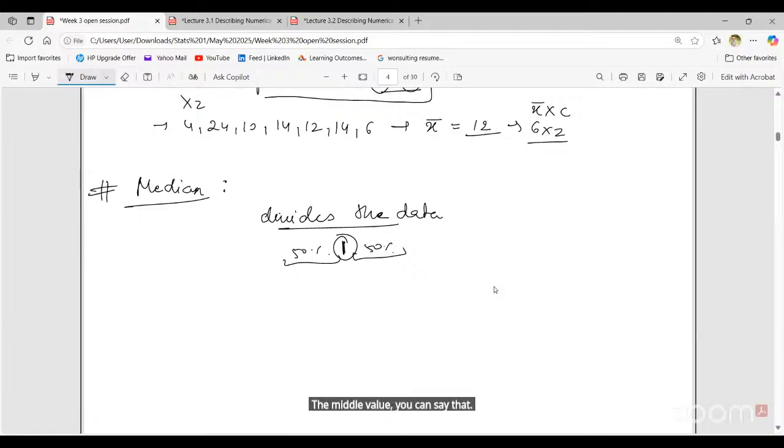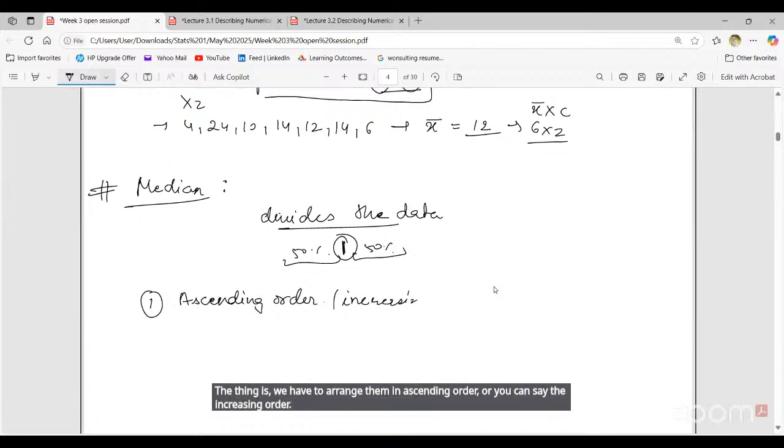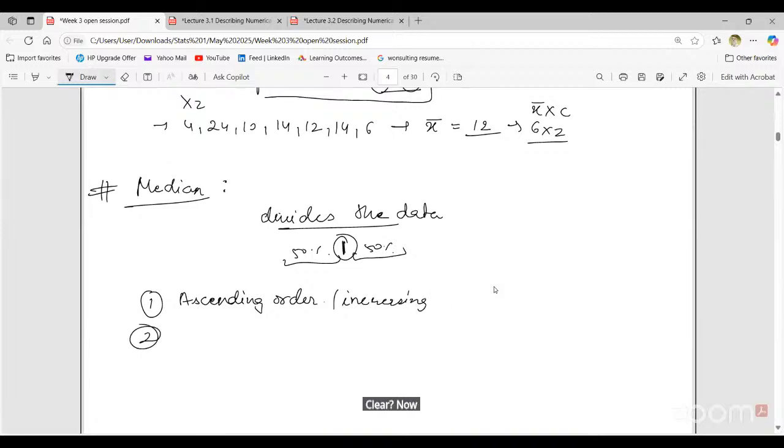Now, how do we calculate the median? What is my first step? The very important step. We are going to arrange them in ascending order. Arrange all the values in ascending order. This is my first and crucial step. We have to arrange them in ascending order, or you can say the increasing order. Clear?